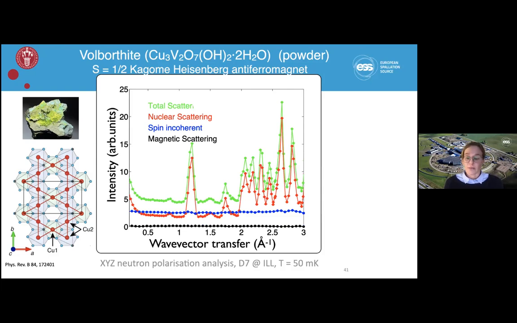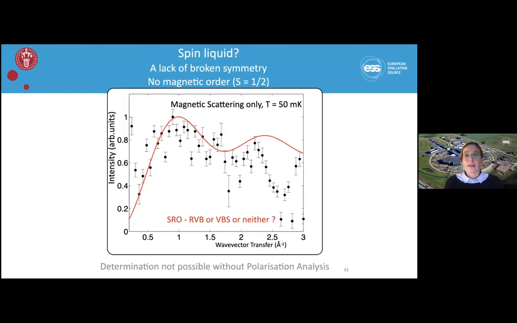And you would possibly say now that it really is very weak. And it certainly is. However, it gave us confidence that we really have a spin liquid. We have a disordered system. You don't see any bright peaks. And this determination was not possible without polarization analysis. What I show here in red is an expectation for a short-range disordered system, as you would expect. So I think that shows really the strength of polarization analysis.